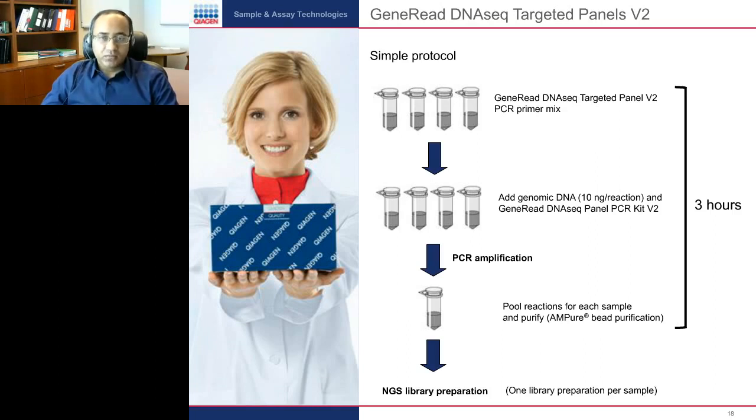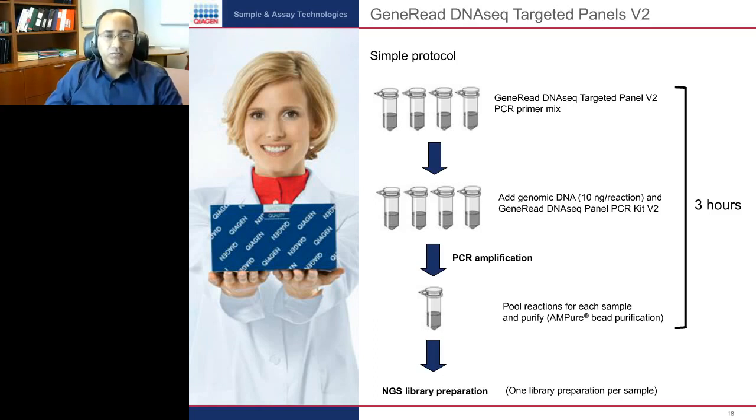After the PCR, you pool these reactions into one and do the purification using Ampure beads. And then after the purification, this is good for downstream next-gen sequencing library preparation. Here, one thing to note is that although you are starting with 4 different tubes for the target enrichment, you are pooling them after the PCR enrichment and going on with only a single tube for library preparation. So you have to do only 1 library preparation per sample, and this becomes really useful when you are processing multiple samples at a time.